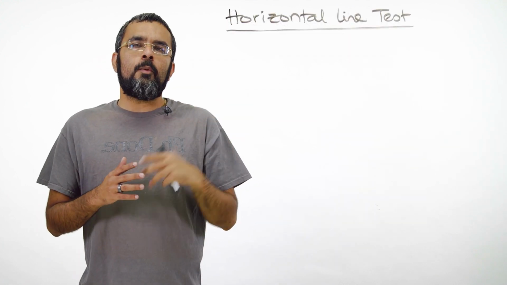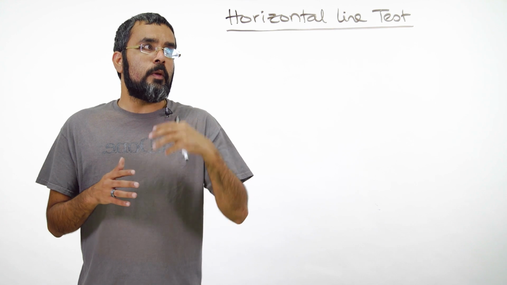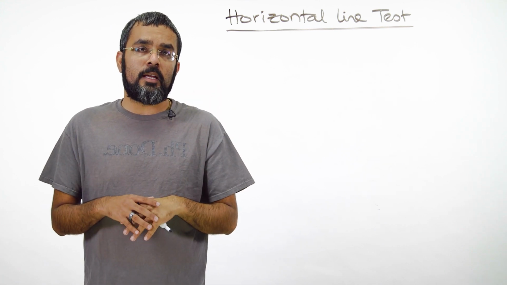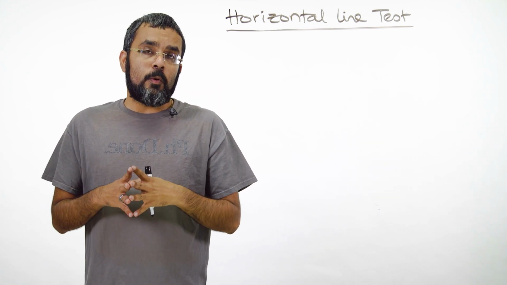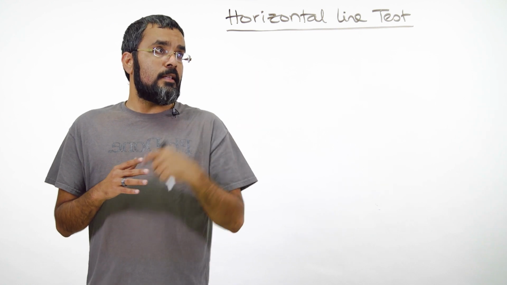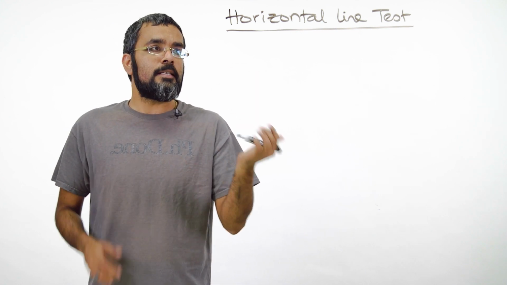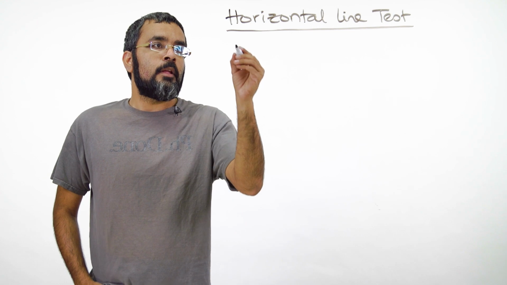Okay, so how do we test for one-to-one functions, right? So we can look at the graph of a function and we can decide if it's a one-to-one function or not, right? There's a test called the horizontal line test. So basically what this test is the graph.